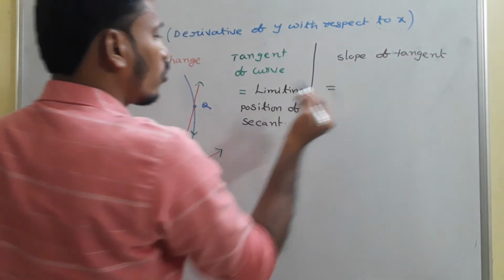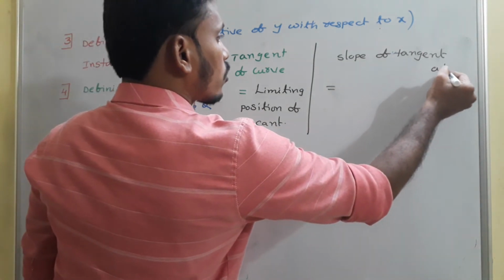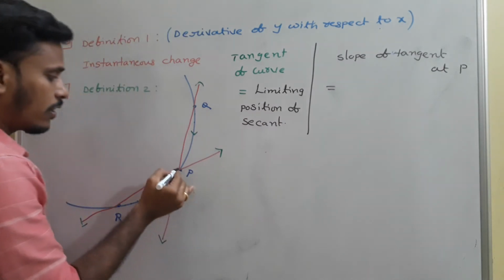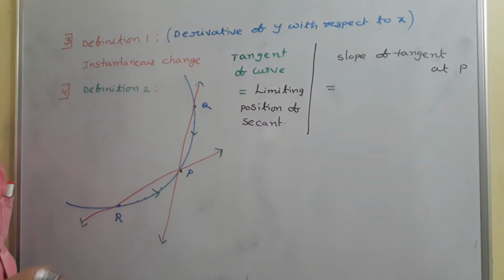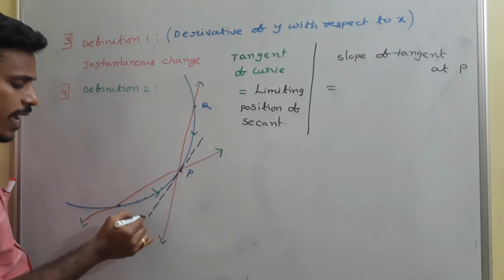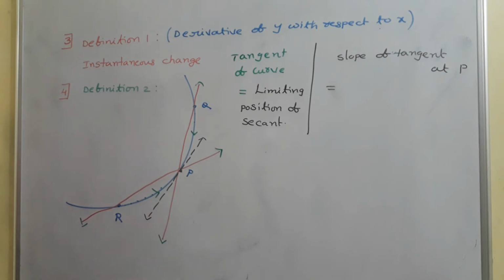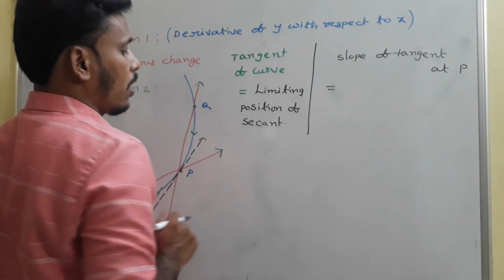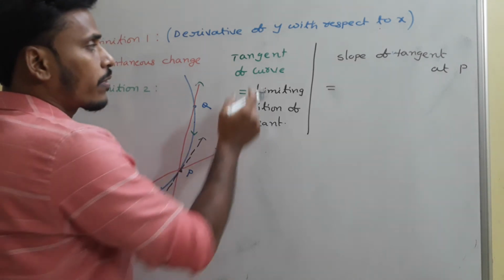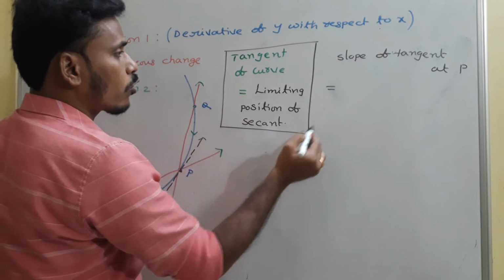Slope of tangent is equal to what? Slope of the tangent at this point P. This tangent is nothing but the limiting position of the secant, either the limiting position of secant PQ or the limiting position of secant PR. By this rule, the tangent is equal to the limiting position of the secant.